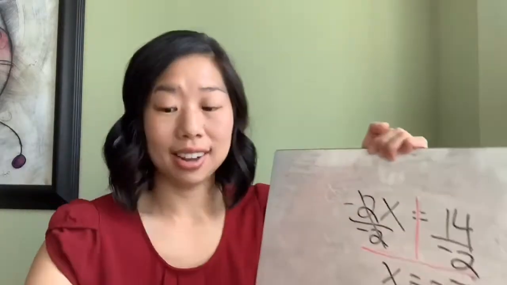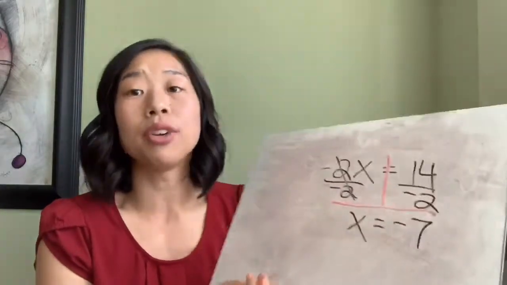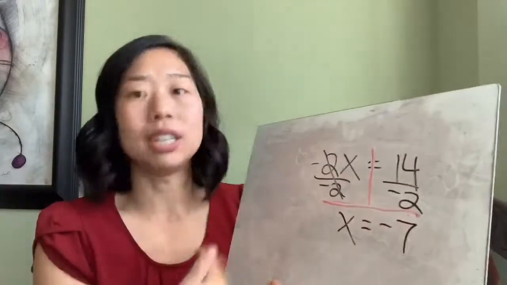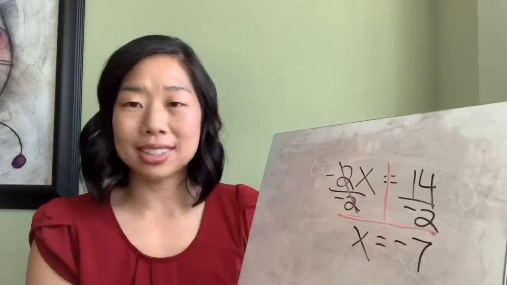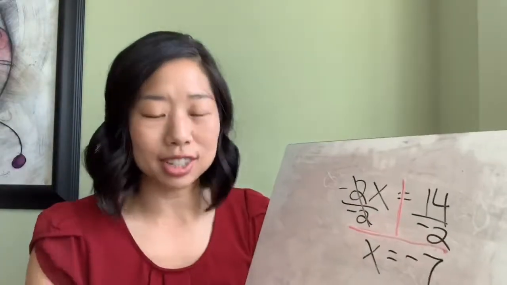I teach this every year to my students and I remind them, okay, what's the first step here? Okay, we t-chart. So how do we get the variable by itself? Okay, we do whatever the inverse is, right?